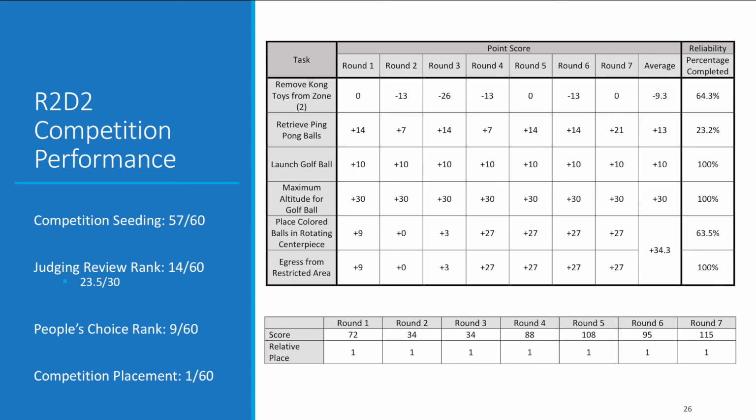The judging review prior to the competition ended with the R2-D2 ranked 14 out of 60 and the People's Choice poll with a rank of 9 out of 60. Each of these rankings are drastically improved from the seeding rank, which can be attributed to the prototype modifications which were completed during the final week of the competition.